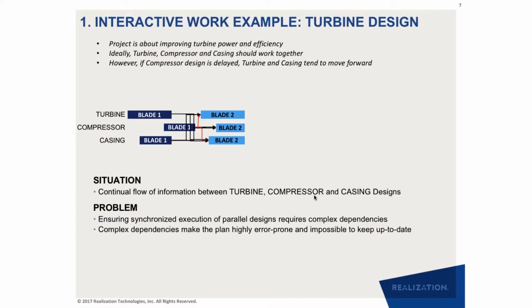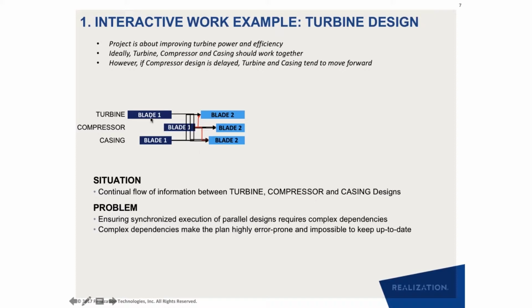The example of interactive work is, imagine that you are designing a turbine, one that is used for power generation. There's a compressor which sends compressed air into the turbine, and there is a casing outside it. Between the compressor, the turbine and the casing, there's a lot of interaction between those designs. How you design the blade of the turbine should be accounted for in the casing and in the compressor. So ideally, even though the turbine, the compressor and the casing are each being designed by a different engineer, there is a continual flow of information between these designs.